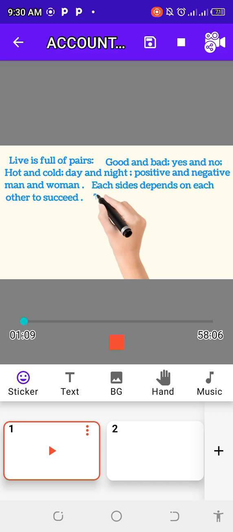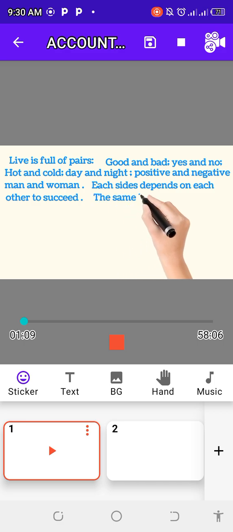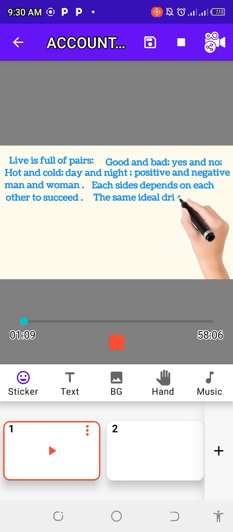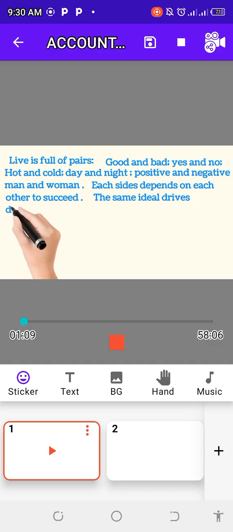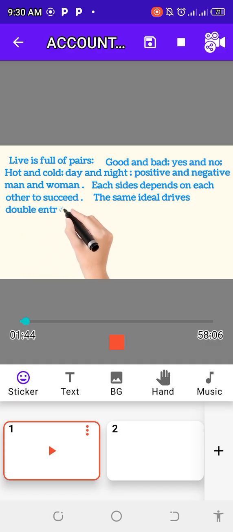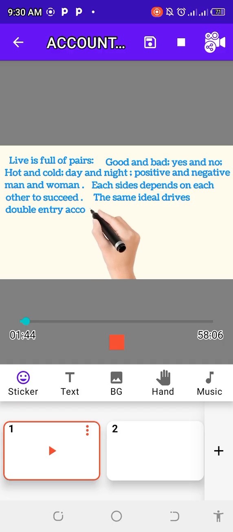This same idea of duality drives the double entry accounting.